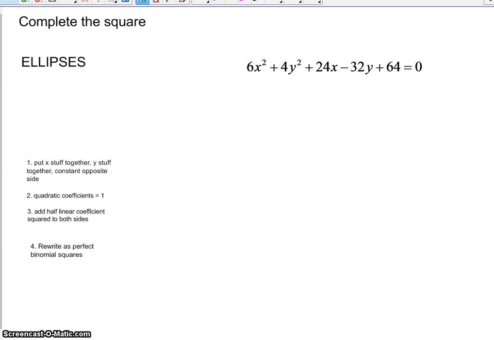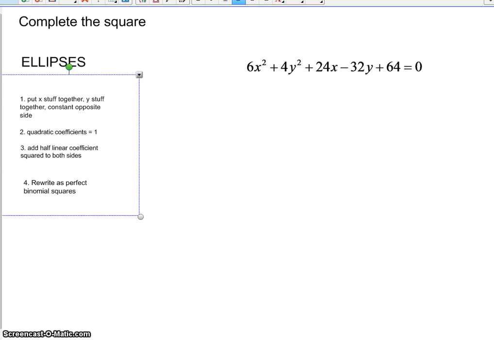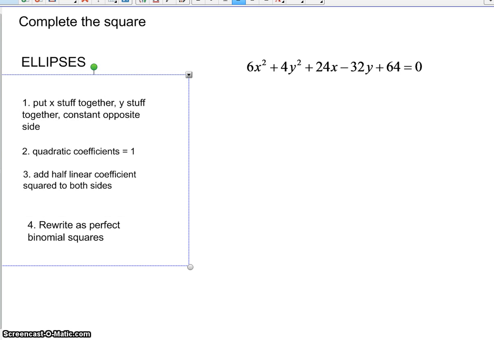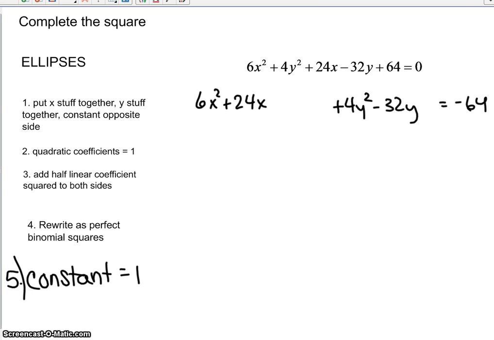All right, in the same way, I want to have you do one on your own. So we'll go step by step, pausing the video along the way, writing down what we need to do. Go ahead and do step number 1, then pause it now, and we'll come back and look at it. All right, so x stuff is all together, y stuff is all together, and the constant got moved to the other side. Again, remember to change your sign.